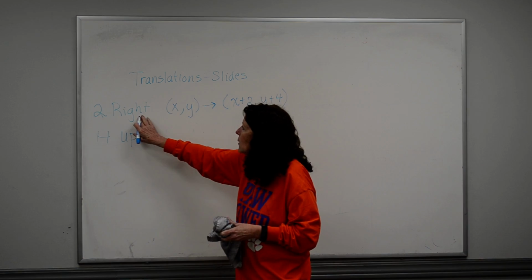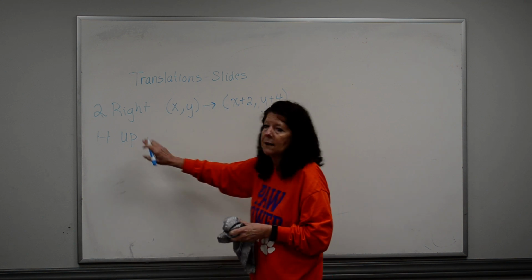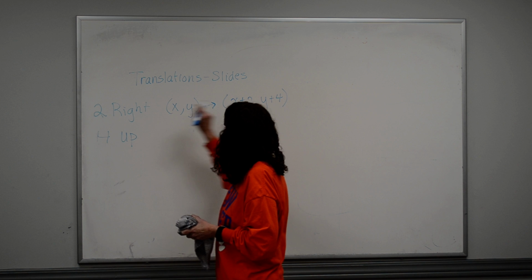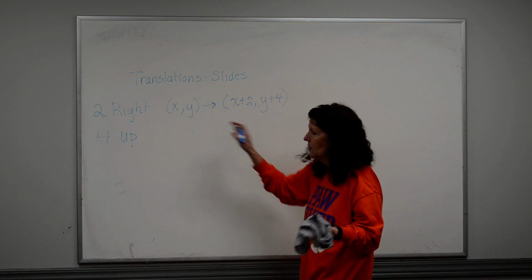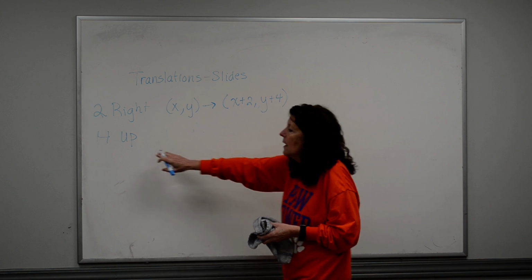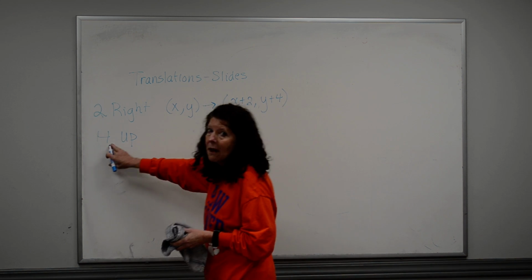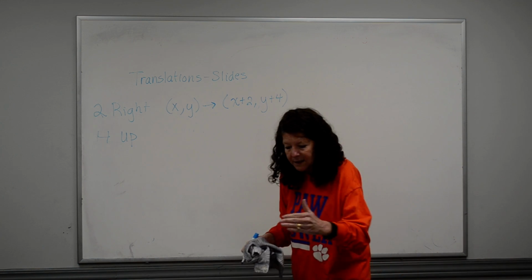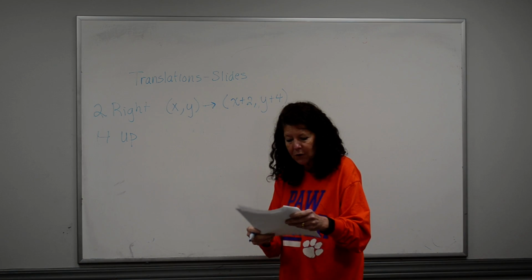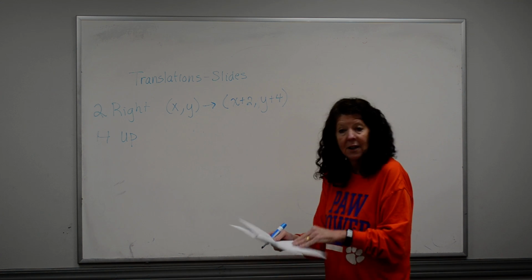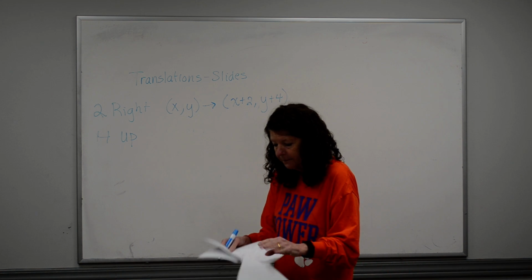If you're going right or left, it affects the x. If you're going up or down, it affects the y. If you go to the left, you're going to add a negative 2. Like if you went 2 to the left, you would add negative 2 to the x. If you went 4 down, you would add negative 4 to the y. So that's what you see on page 2 of your study guide. It's very much laid out for you again, and there's an example of it at the bottom.